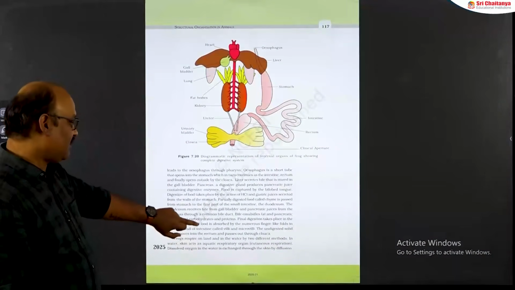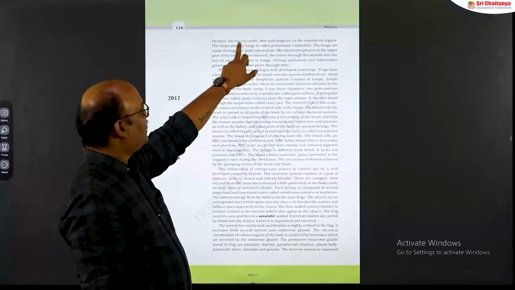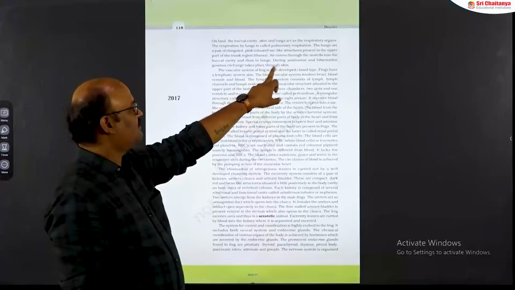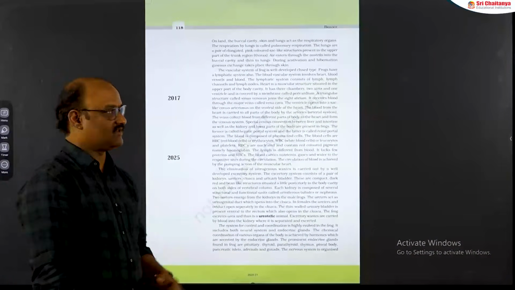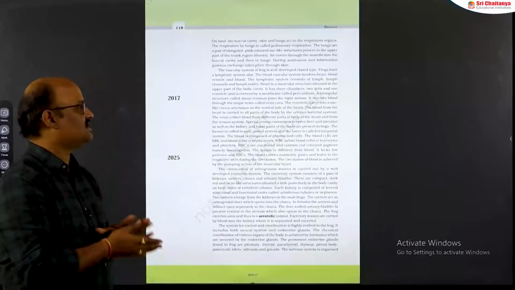Whereas on land, frogs respire through buccal cavity, skin and lungs. During hibernation and estivation, frogs respire through skin. That was a question. In 2017, there was a question based on the circulatory system of the frog.